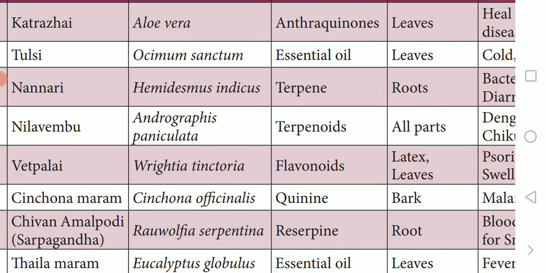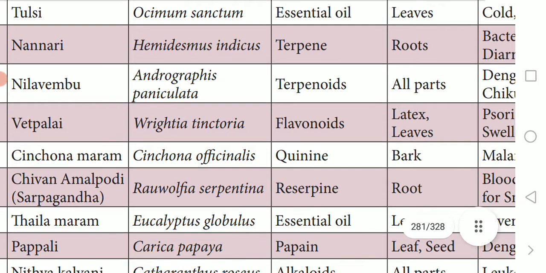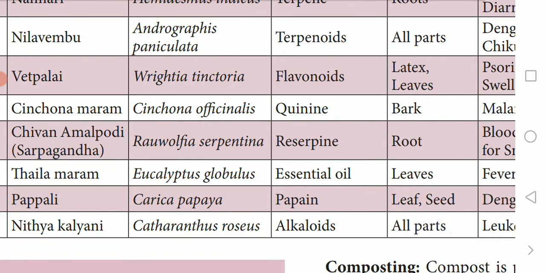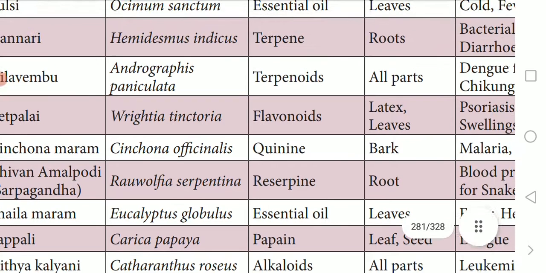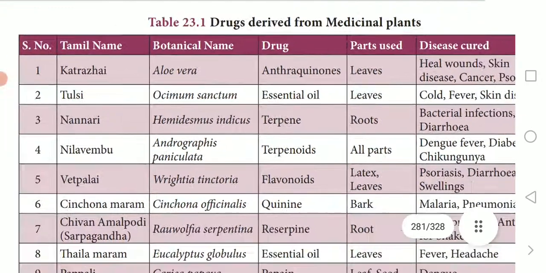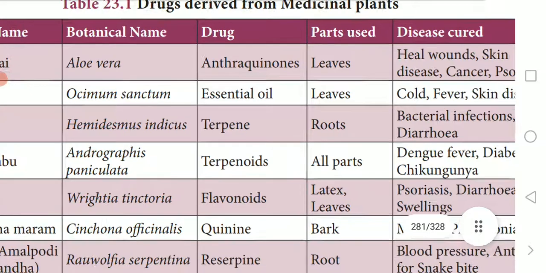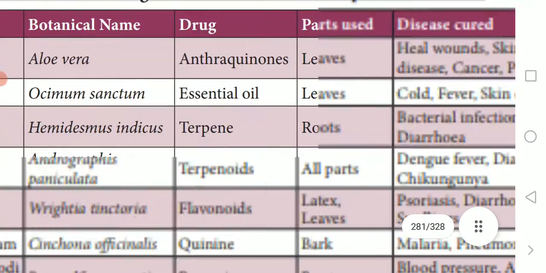Then the botanical names are Aloe vera, Ocimum sanctum, Hemidesmus indicus, Andrographis paniculata, Rhictia tinctoria, Cinchona officinalis, Rauwolfia serpentina, Eucalyptus globulus, Carica papaya, Catharanthus roseus. So these are the botanical names. Just go through.